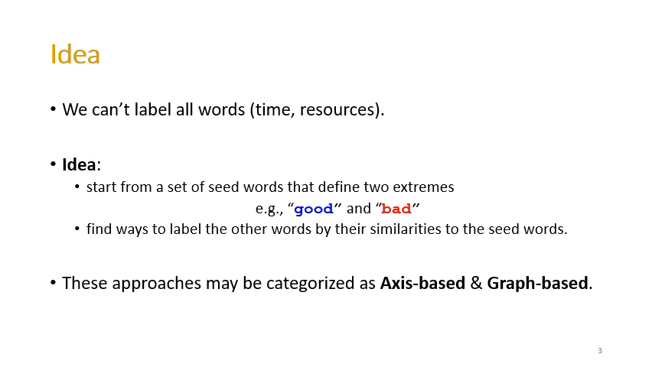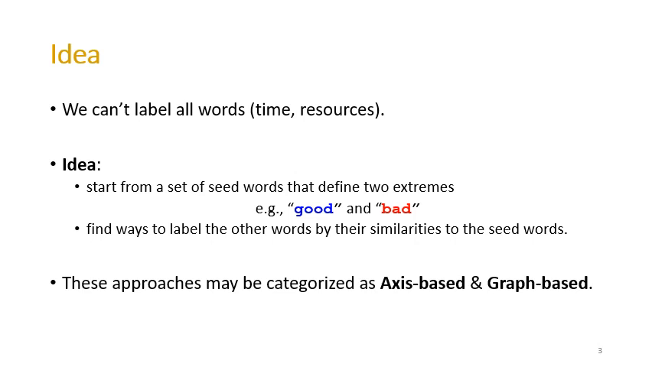So what we can do is start from a set of seed words that we are sure define the two extremes that we want to have. For example, if you want to classify words into positive and negative, you may start with words like good for positive and bad for negative, because these two words are surely positive for good and absolutely negative for bad.